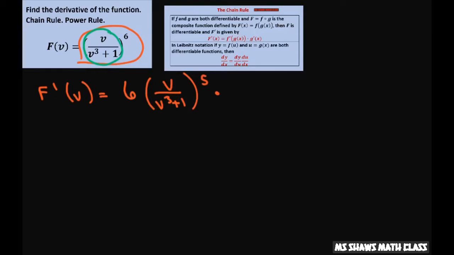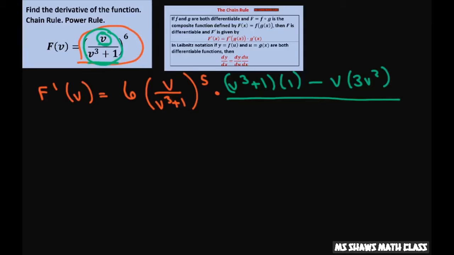So for the quotient rule, you take your denominator, multiply it by the derivative of your numerator, which is just 1. You can put the 1 there, but minus, you write your numerator, v, times the derivative of the denominator, 3v squared. All right, and then you take your denominator, which is going to be v cubed plus 1 squared.